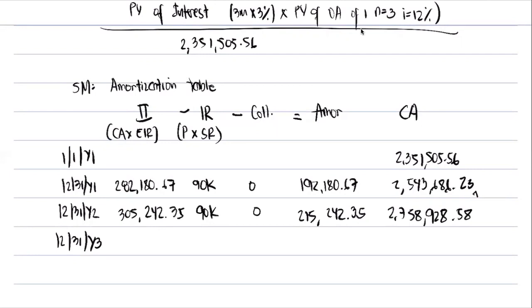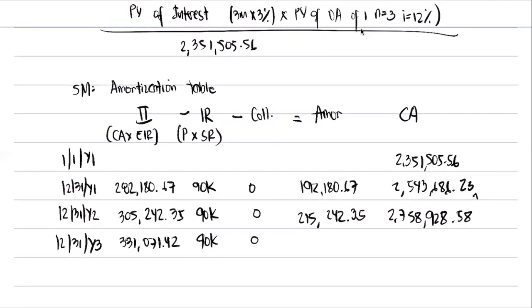We get first for the amortization by getting the interest income. So 2,758,928.58 times 0.12 will give us 331,071.42. Then we have here 90,000 for interest received, 0 collections. So we will have an amortization equal to 241,071.42. So we add that, we will have 3 million pesos.